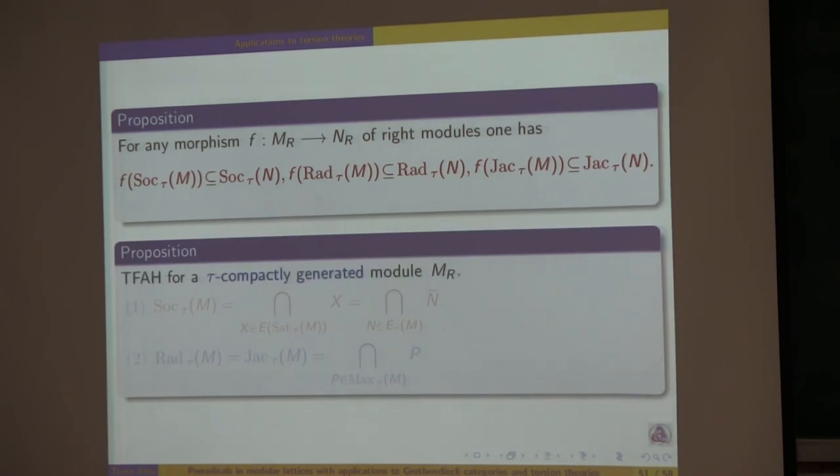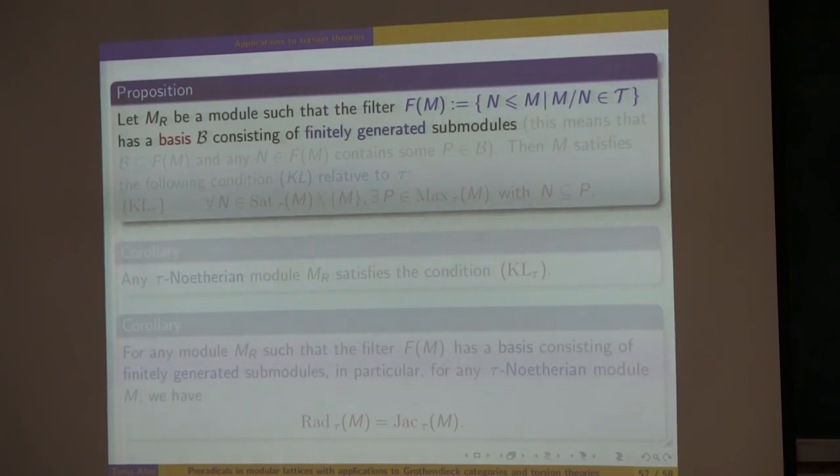Now we have the next result. For tau compact degenerate module, the socle is this one, the section of this, and the radical is the tau Jacobson radical. This tau Jacobson radical was used by Mike Tepnik when he put this Tepnik-Miller theory, this one. And we have the proposition.